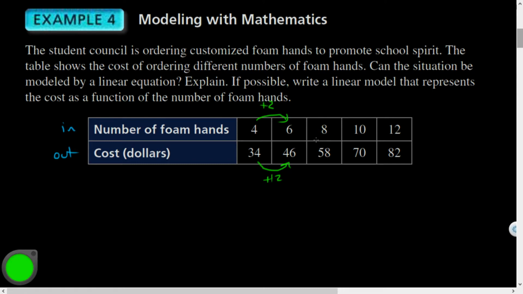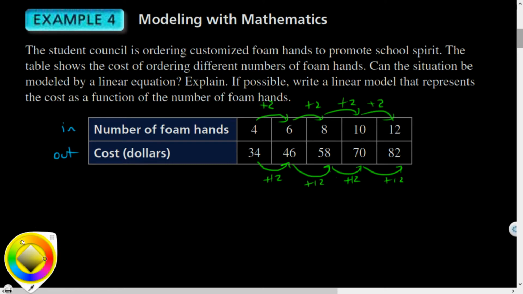And let's see if that pattern continues. Up 12, over 2. Up 12, over 2. Up 12 over 2. So this is linear for part 1.